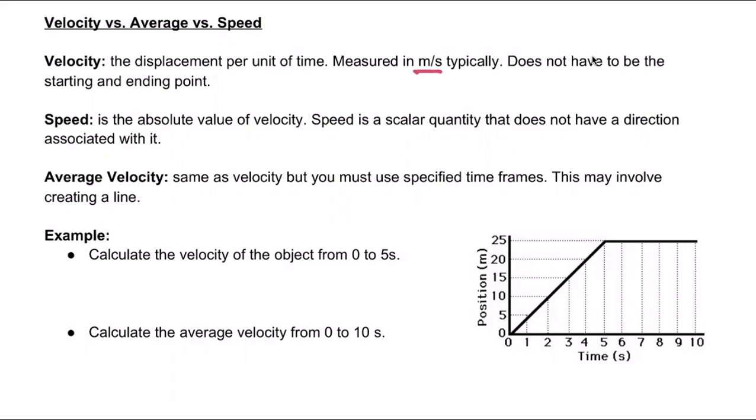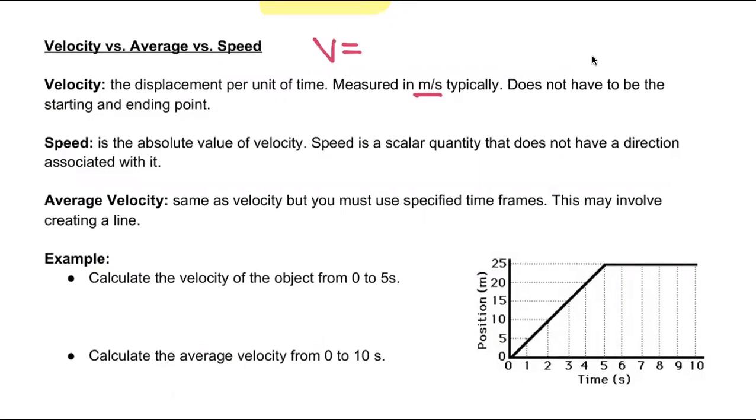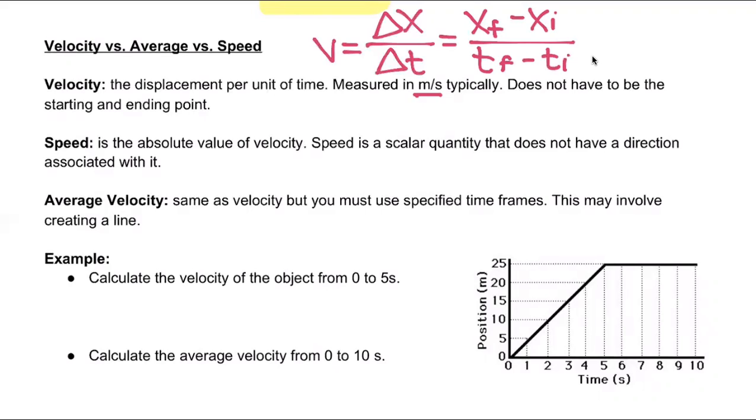And it does not have to be the starting and ending point. So I'll talk about that when we're doing graphs. So what this equation means is my velocity is going to be equal to my change in position, delta x, over my change in time. Now reminder, delta x is xf minus xi. So change in time would be tf minus ti.